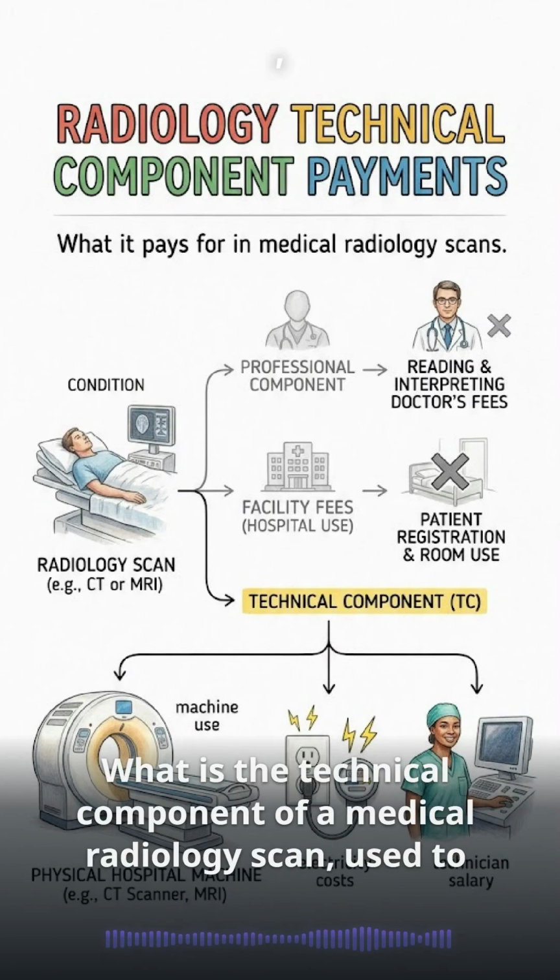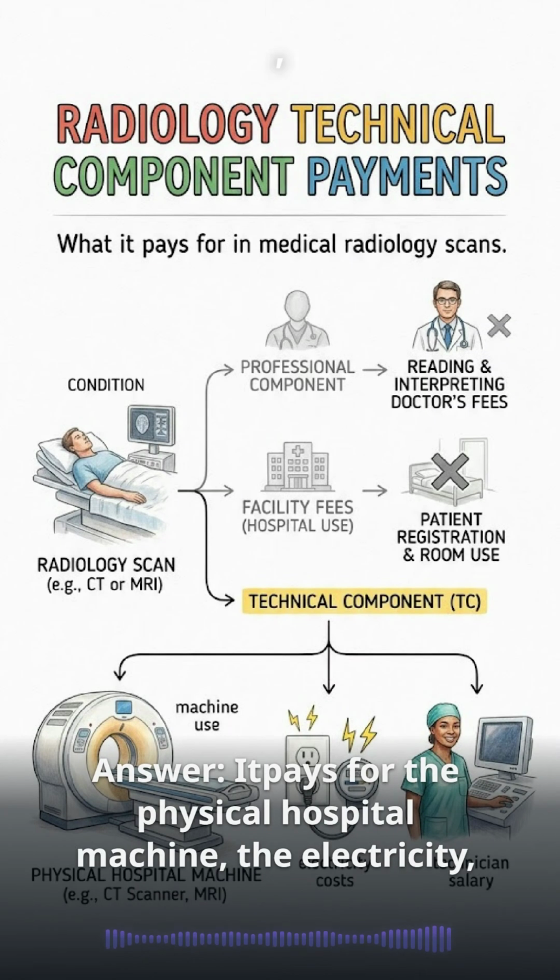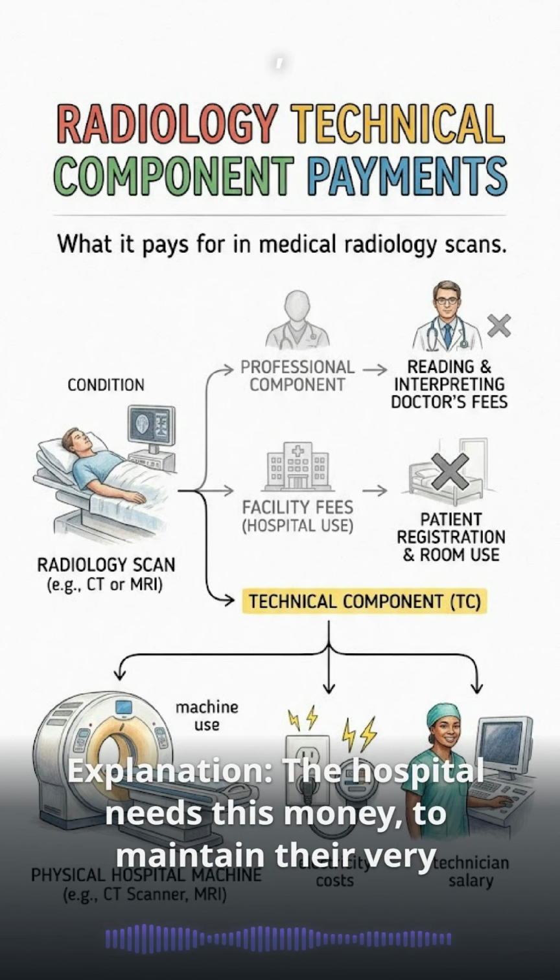90. What is the technical component of a medical radiology scan used to pay for? It pays for the physical hospital machine, the electricity, and the technician's salary. The hospital needs this money to maintain their very expensive medical imaging equipment.